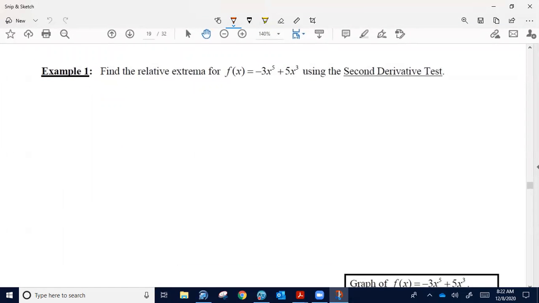So to make this happen, I need critical numbers. Maxes and mins happen at critical numbers. That's going to be: the derivative is negative 15x to the fourth plus 15x squared. Put this equal to 0. Find the critical numbers.